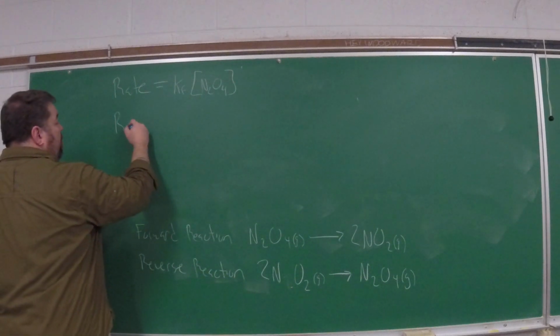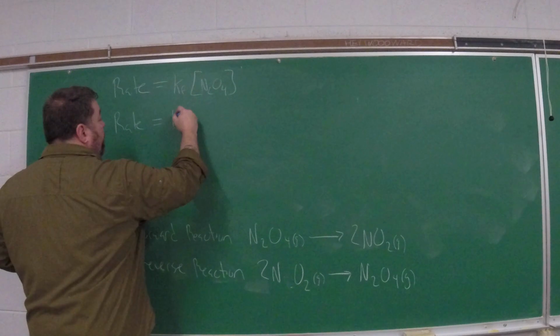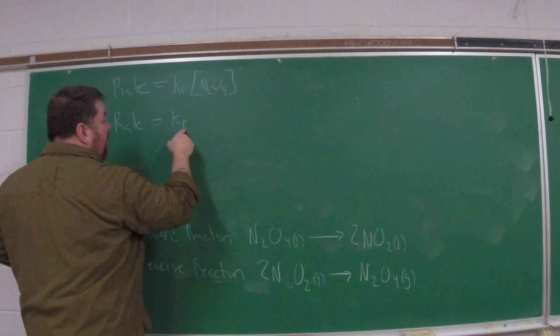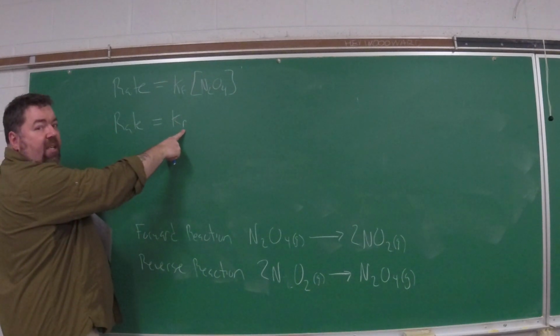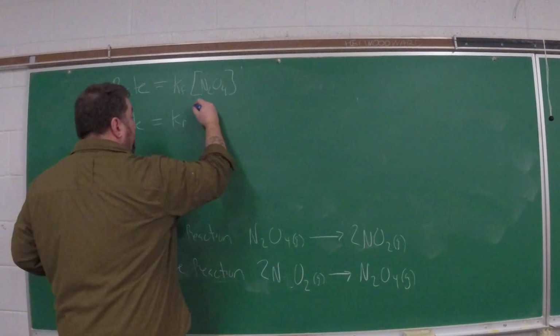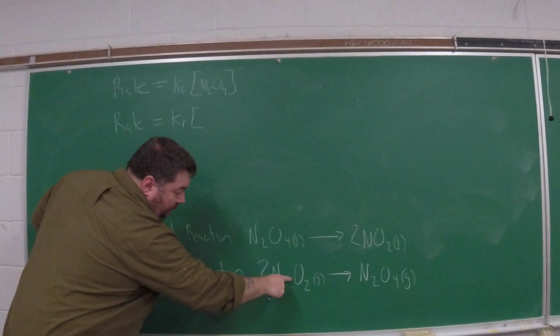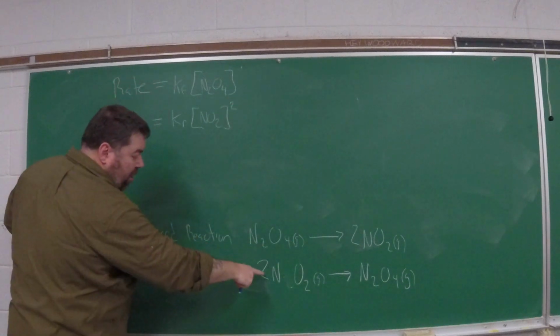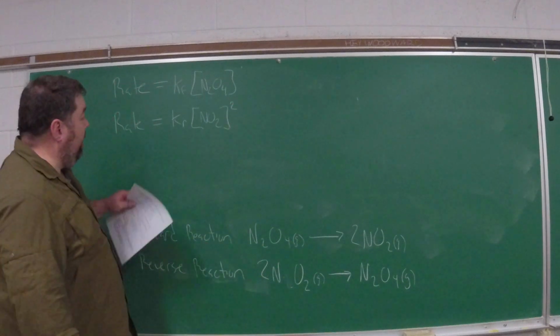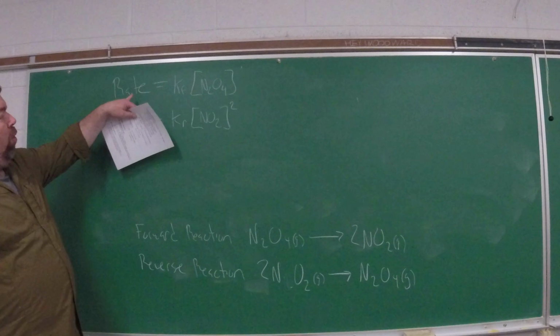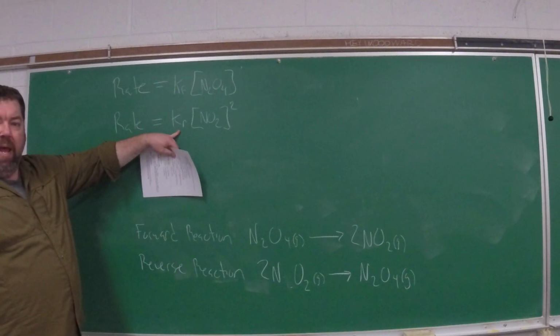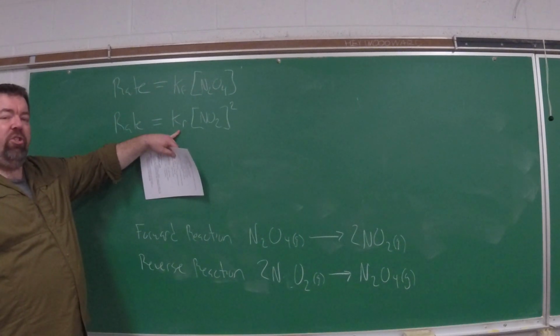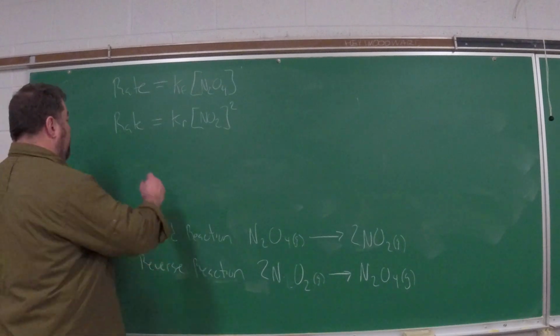We do the same for the reverse. We have Kr, the rate constant for the reverse, little r. Again, times the concentration of our reactant, squared, because our stoichiometric coefficient is 2. So this is what we have: rate forward, rate reverse. Now at equilibrium, these two rates are going to equal one another.